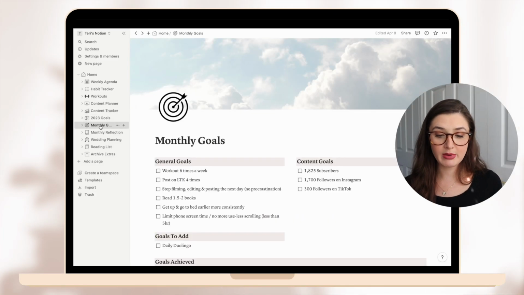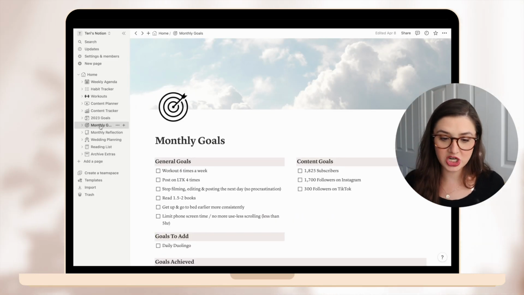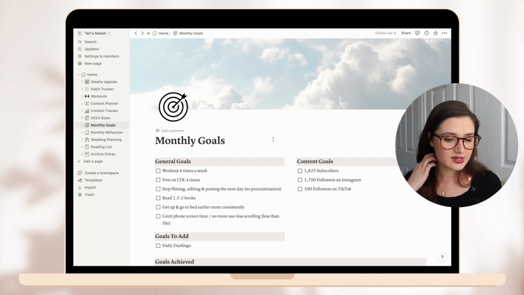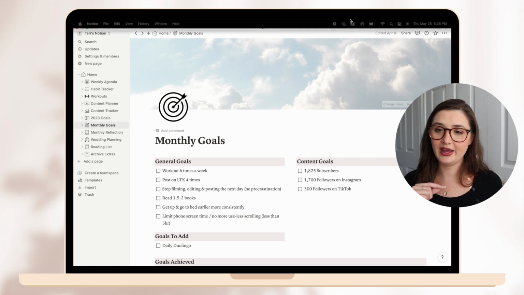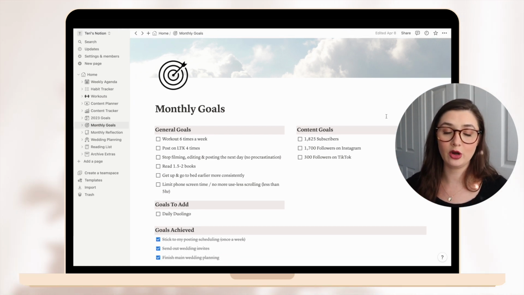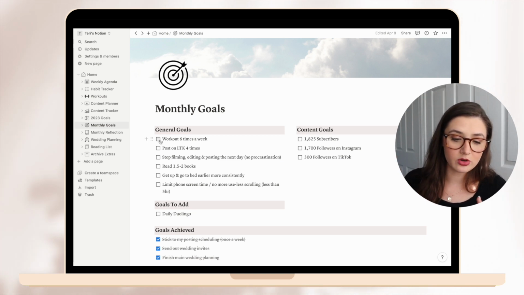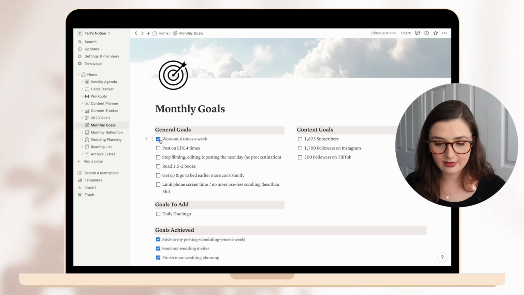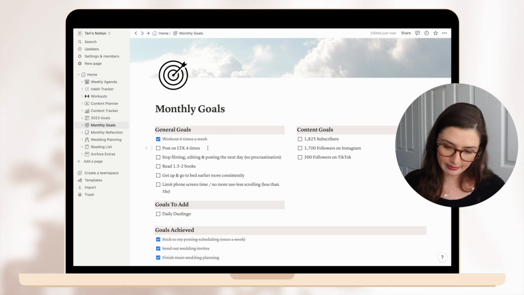Moving on to my monthly goals. So I haven't checked these off since having gone through April, so some of these would have been completed in that time. I'm gonna check off what I've done over the course of the past 2 months. So working out 6 times a week, I don't know if that was consistent, but I'd say I can check it off. Post on LTK 4 times, I haven't done that. I'm gonna leave that there.